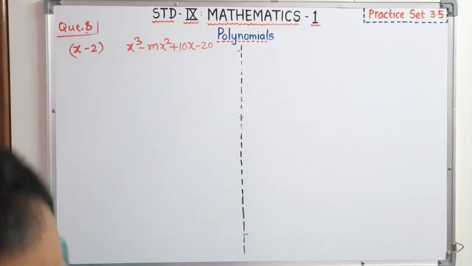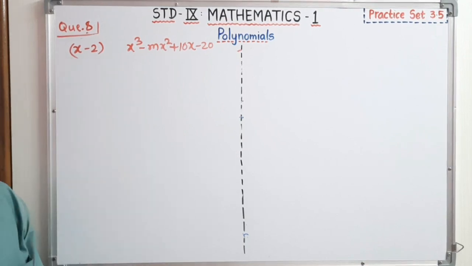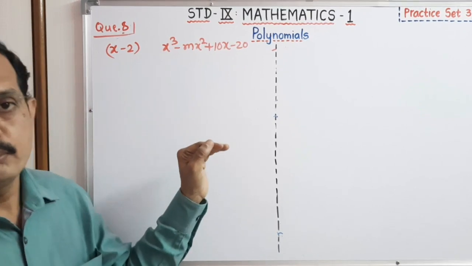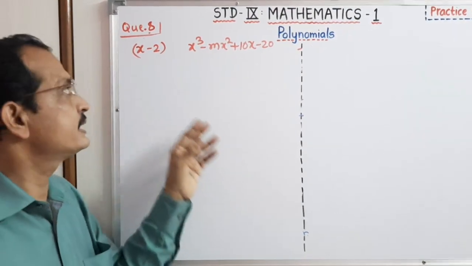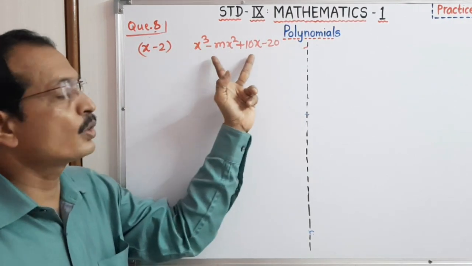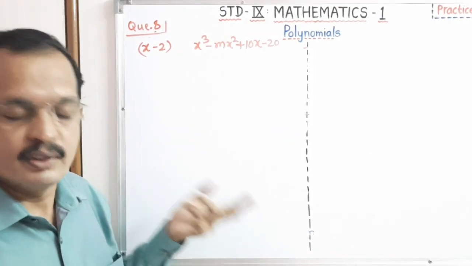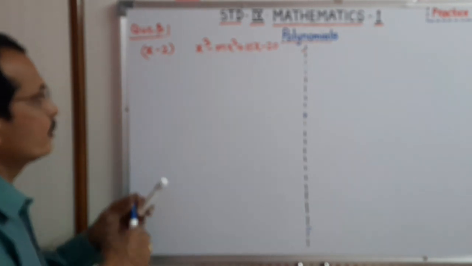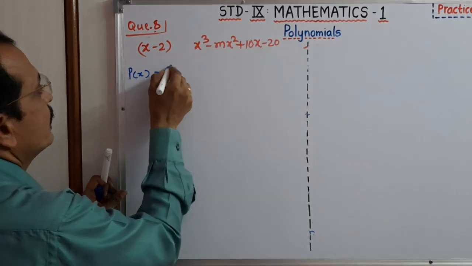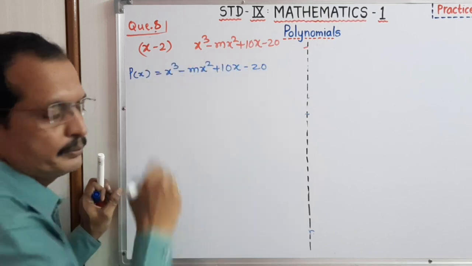Dear student, we have to find out the value of this m, as x minus 2 is a factor. In the previous sum, what was given? Remainder was given. But in this case, remainder was not given. It just said that x minus 2 is a factor of this polynomial. That means remainder is 0. Therefore, first of all, see here, we have to write here px is equal to x cube minus mx square plus 10x minus 20.